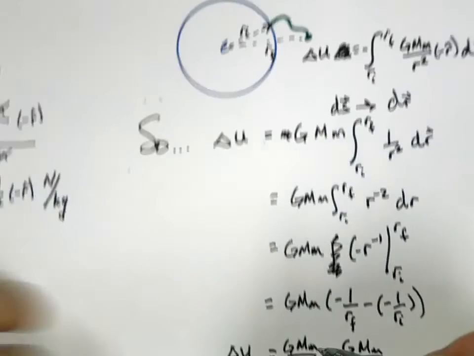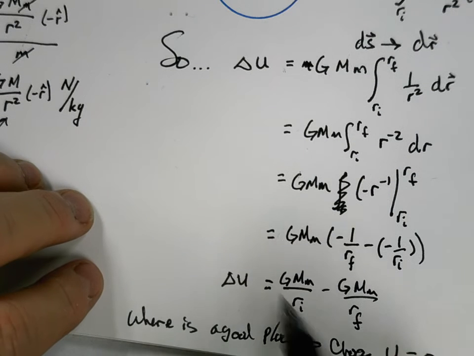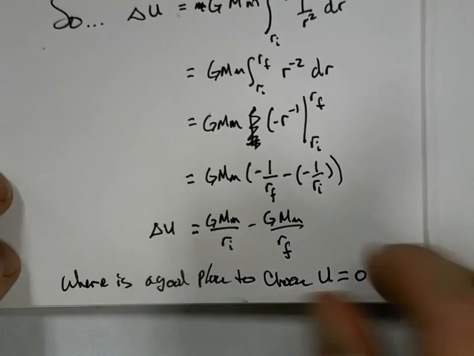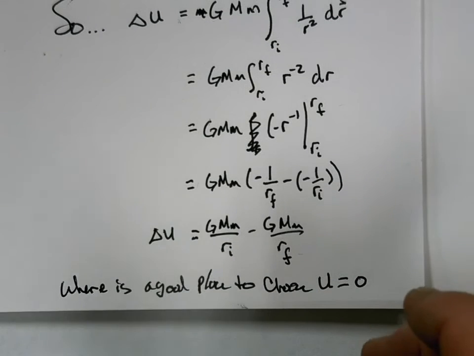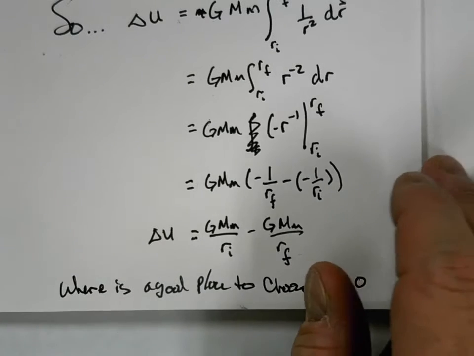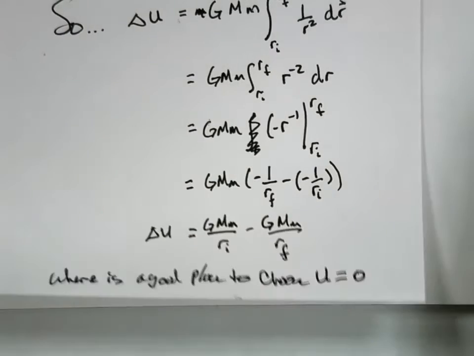Well, one of these becomes 0, and we start dividing by 0, and that's a cosmic no-no. You can't do that. That's chaos. Cats and dogs living together. That doesn't work. So we're going to choose a different place.